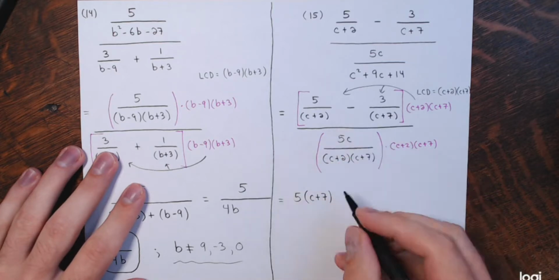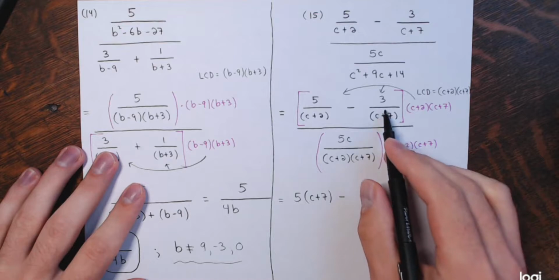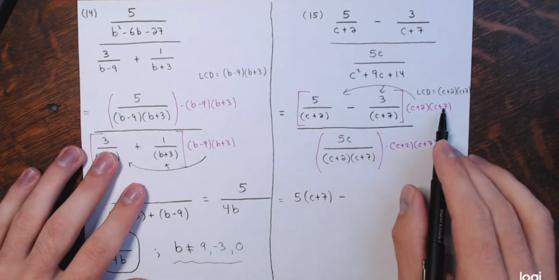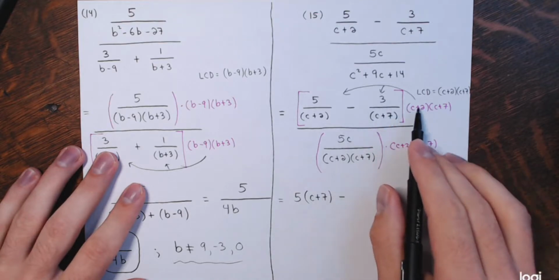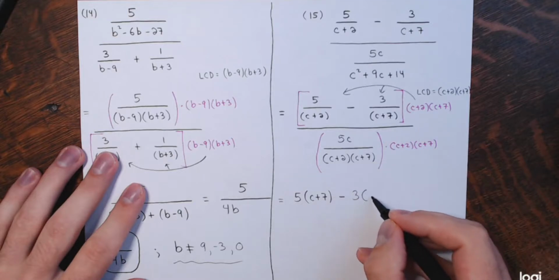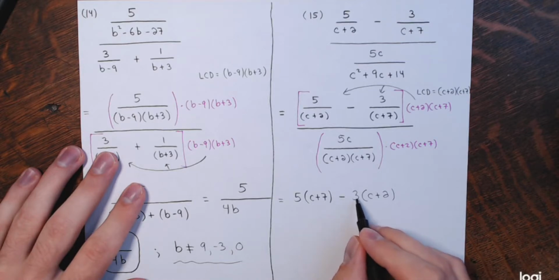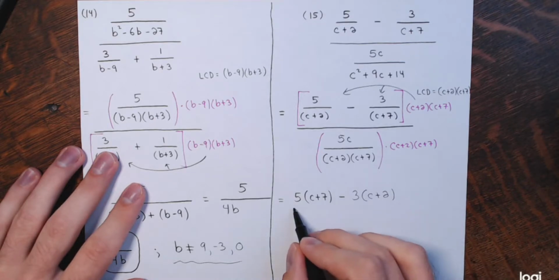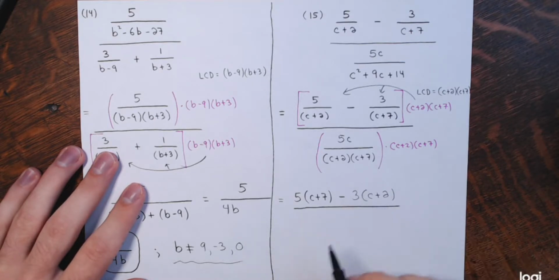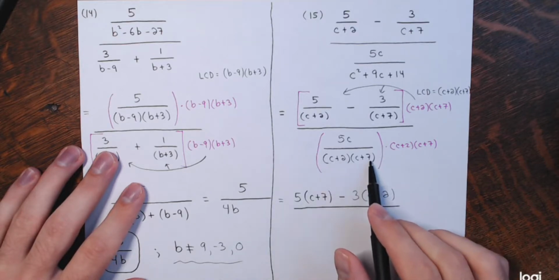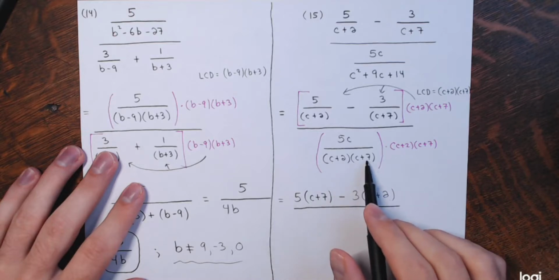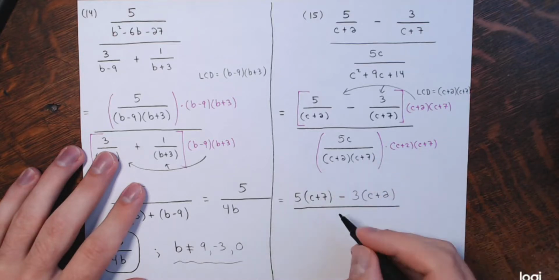Then we have minus. In the second fraction, c plus 7 would cancel. I'd have 3 times the quantity c plus 2. Now don't forget the minus sign there. Technically, this is plus negative 3 times c plus 2. So don't forget, when we distribute here, we'll be distributing negative 3, not positive 3. Then in the denominator, both c plus 2 and c plus 7 would cancel, leaving me with 5 times c.